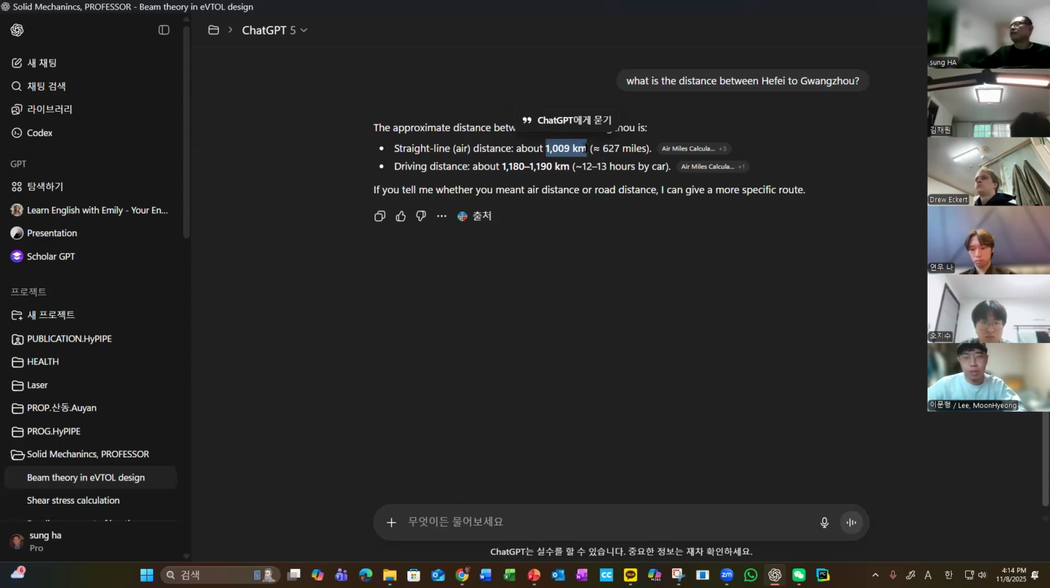It's almost twice as long as the distance between Seoul and Busan. So when we design the eVTOL, we have to make sure we cover this much length, 1,000 kilometers. And by car it would take 12 hours.